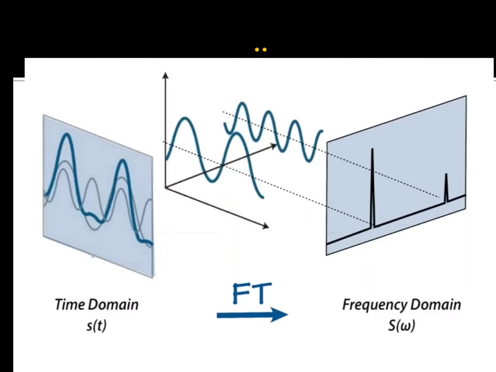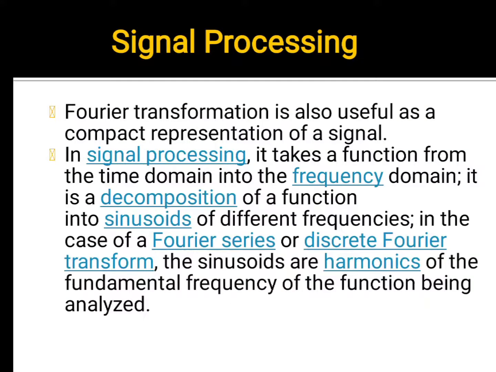Signal processing. Fourier transformation is also useful as a compact representation of a signal in signal processing. In signal processing, it takes a function from the time domain into the frequency domain. It is a decomposition of a function into sinusoids of different frequencies.